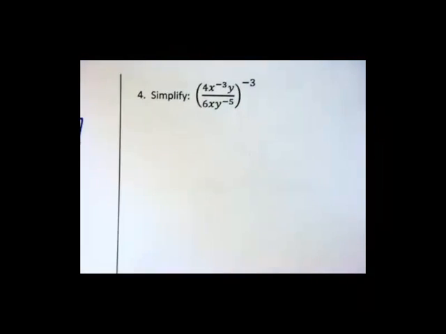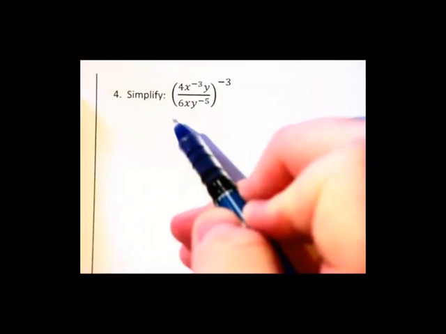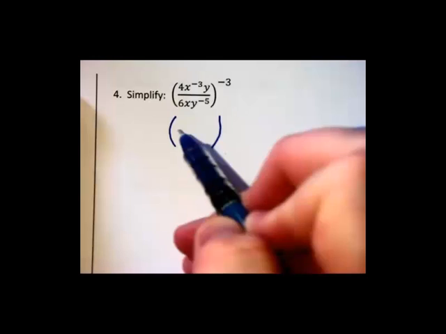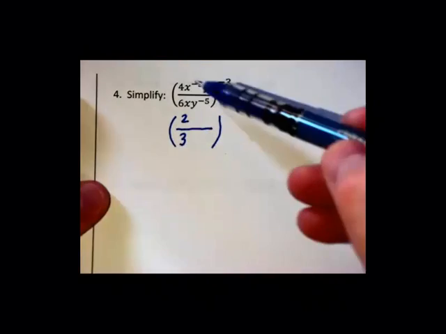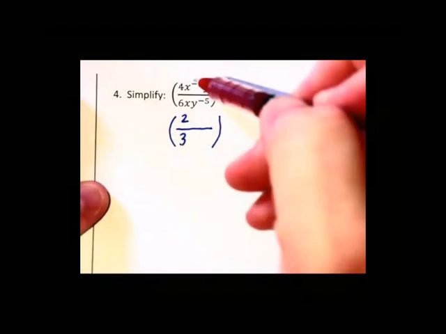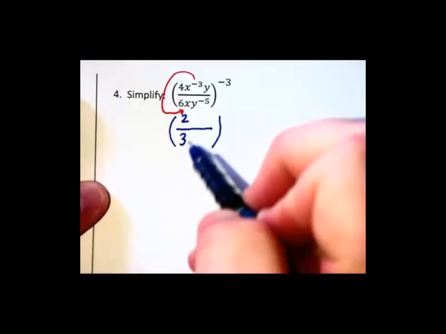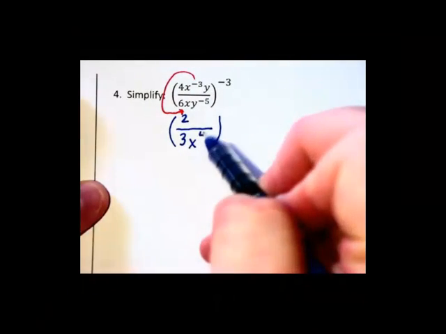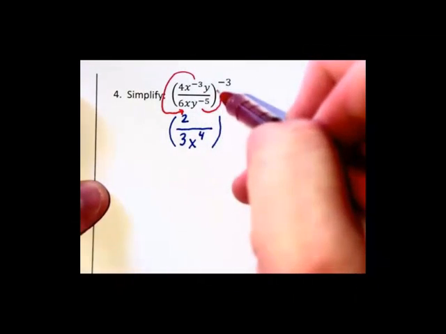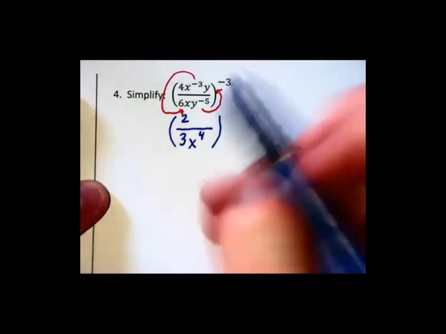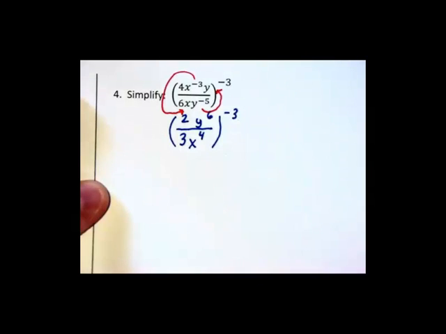Problem number 4. Again, I'm going to clean up inside my parentheses first. I notice the 4 over 6 can reduce to 2/3. With the x's, that x to the third upstairs comes down to join the x downstairs, and that gives you x to the fourth downstairs in the denominator, and y to the minus fifth moves up to the numerator, giving you y to the sixth upstairs, all to the negative third.